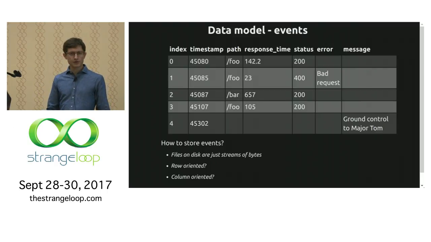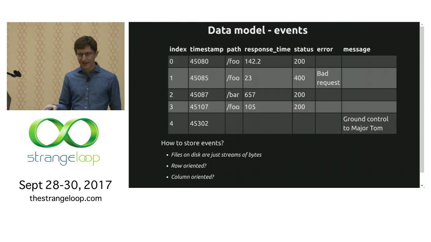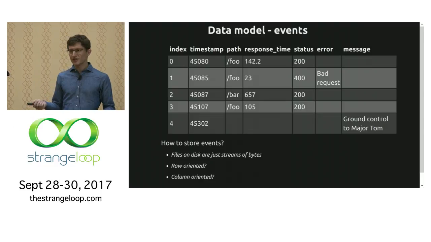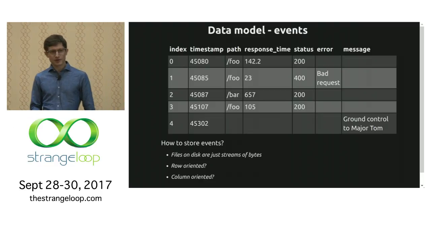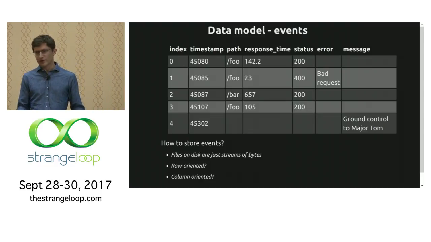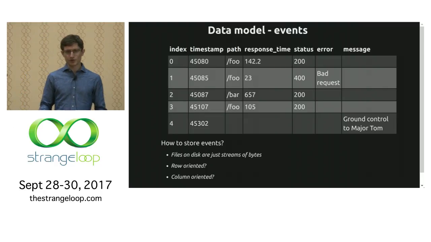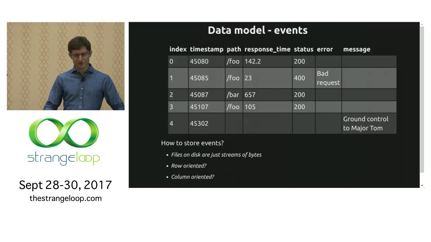OK, so how do we store these? We have a few choices, because what we need to do is take these structured events and store them on disk as files. And files are just streams of bytes. So we need to take this structure and serialize it somehow. And broadly, we have 2 choices about how to do this for this sort of data. We can serialize it in what's called a row-oriented way, or what's called a column-oriented way. So apologies if you already know about column-oriented storage. This part is going to be very familiar.